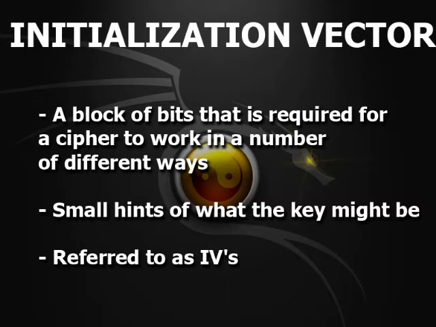For our purpose, an easy way to think of the initialization vector is as if it were a small hint of what the key might be. If you were trying to guess a password and you had a hint, the likelihood of guessing the correct password would not be very high. However, if you had over 100,000 hints and all of the hints were unique, your chances of guessing the correct password would be very high. That is precisely how we will be using the initialization vector in deciphering the encryption key. Throughout the video, the initialization vector will be referred to as IVs.